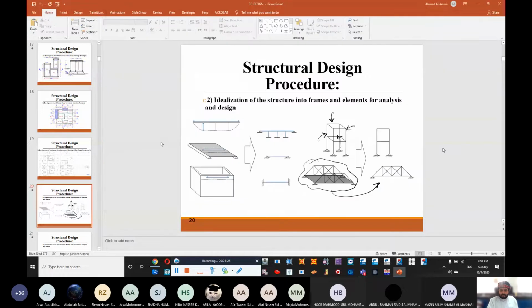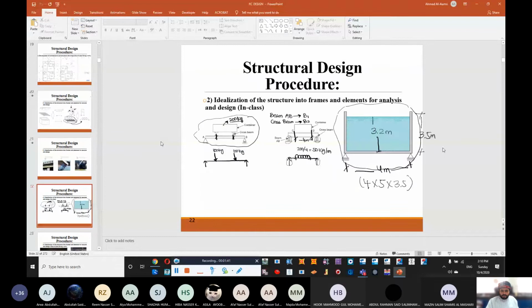So we started talking about the drawings, and after the drawings, we talked about idealization, in which we try to draw the free body diagram for the different cases. And I have explained for you.